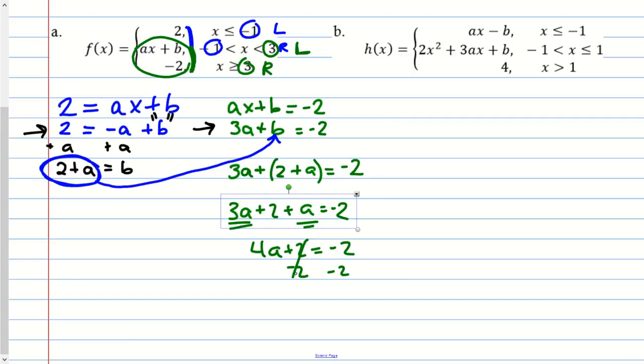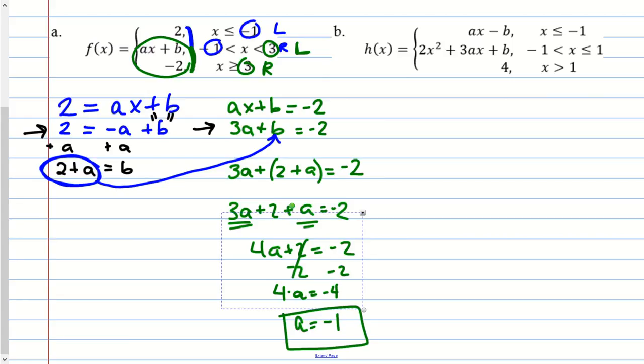Let's see, subtract the 2 from the left over to the right. So now I have 4a equals negative 4. Isolate the a by getting rid of the 4 by dividing, because currently they're being multiplied. So now a equals negative 4 divided by 4, which is negative 1. So now that I know a is equal to negative 1, my job is to figure out b. And the easiest way to do that is to come back over here.